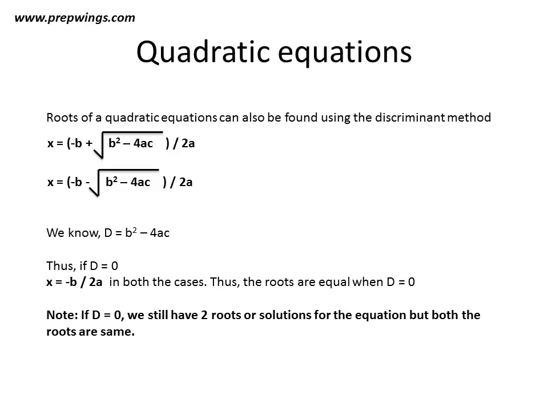But one point to note over here is that even when D is 0, we still have two roots, but both the roots are the same. We don't say that this equation has only one root. A quadratic equation will always have two roots. So when D is 0, those two roots are the same. That is the only thing.